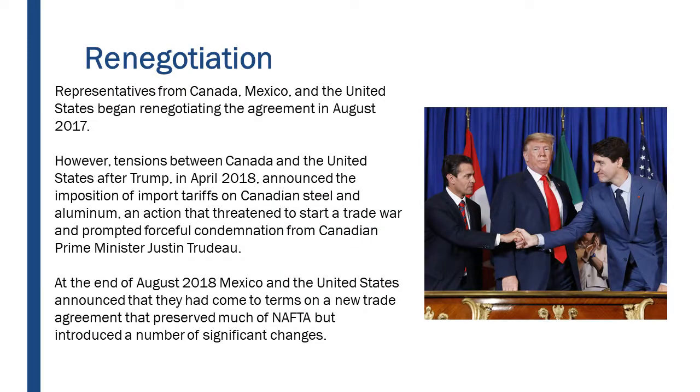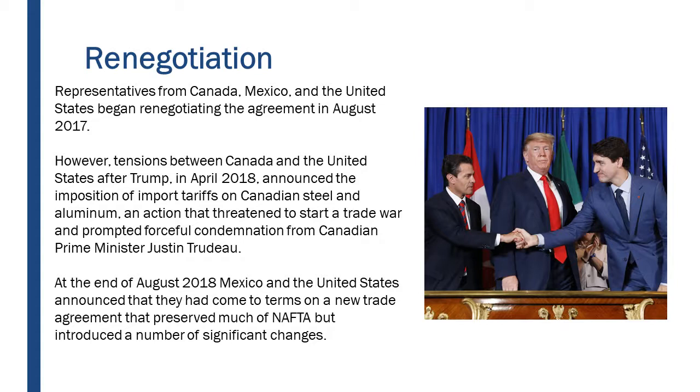When President Donald Trump came into office in January 2017, he was determined to scrap U.S. involvement in the TPP and to renegotiate NAFTA, which he frequently characterized as the worst trade deal ever made. In his first week in office, he issued an executive order pulling the United States out of the TPP.